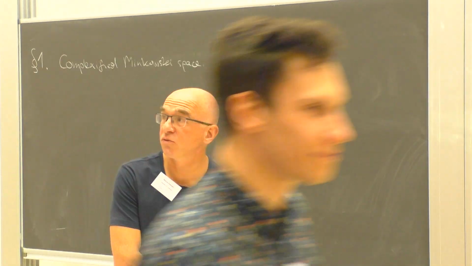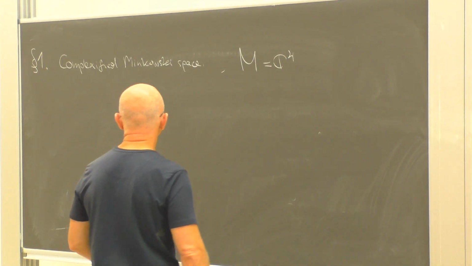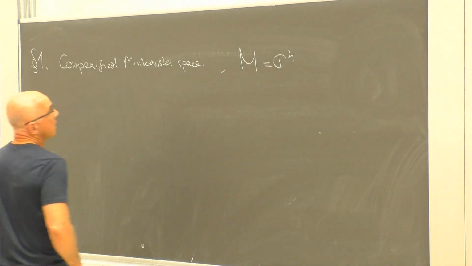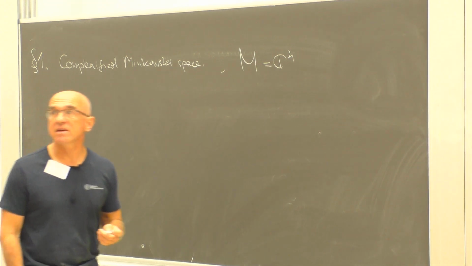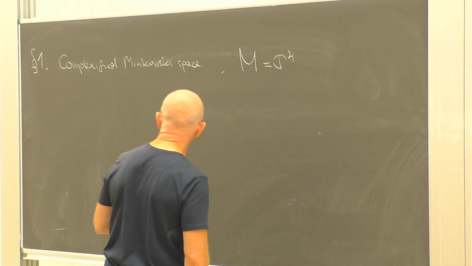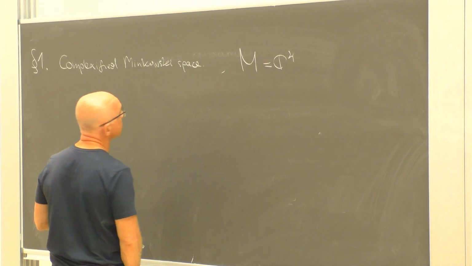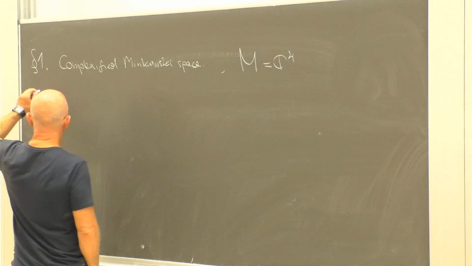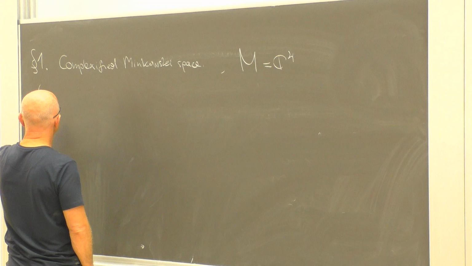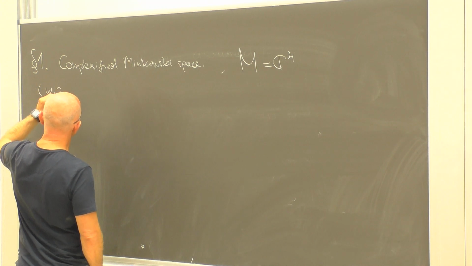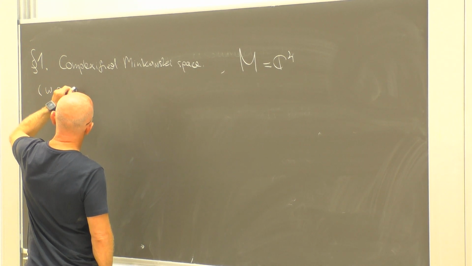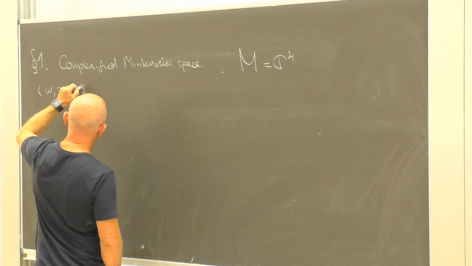But this quadratic form doesn't have a signature. And then we'll recover various signatures by imposing reality conditions. So the coordinates on this complexified Minkowski space, I'll call them W, Z, W tilde, and Z tilde.